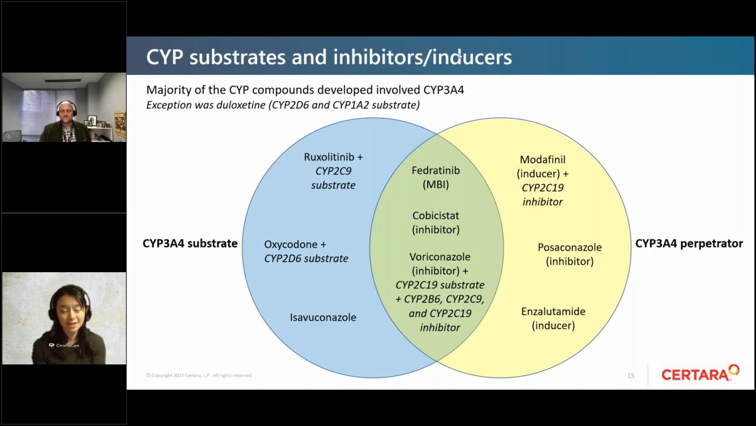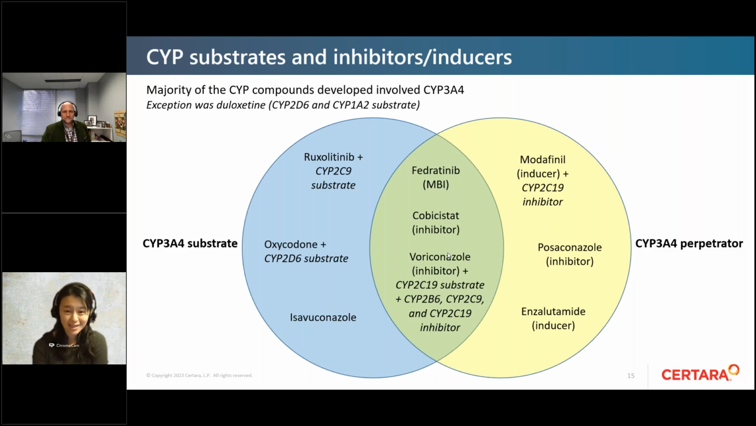The only exception to this would be duloxetine, which was the only substrate where it did not touch the 3A4, surprisingly, but it does hit CYP2D6 and 1A2. So yeah, those are the CYP compounds there, and the other CYP pathways are listed if necessary.